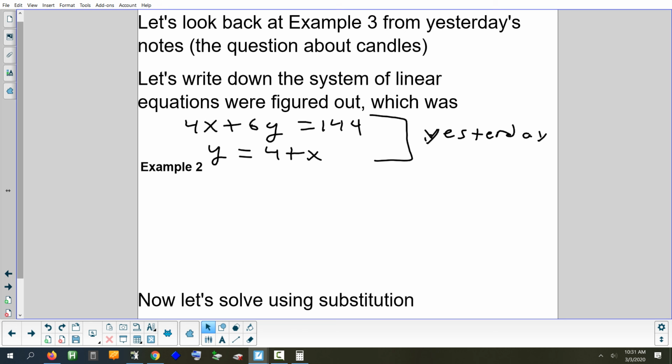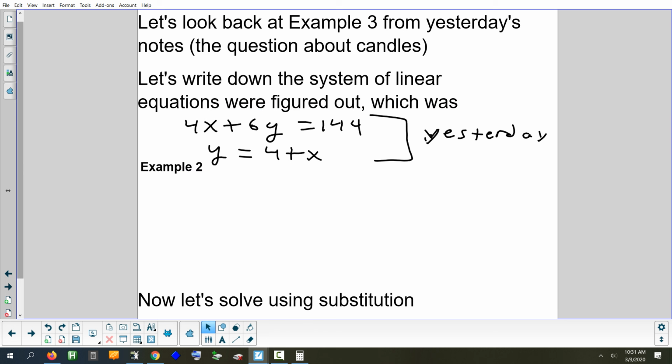So just to remind people of what it was, I think small candles were $4 a piece, and I think large candles were $6 a piece. And you sold a total of $144 worth of candles, and I think you sold 4 more large candles than small. I think that was the whole problem. So we came up with this equation.